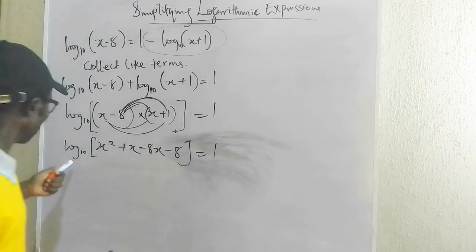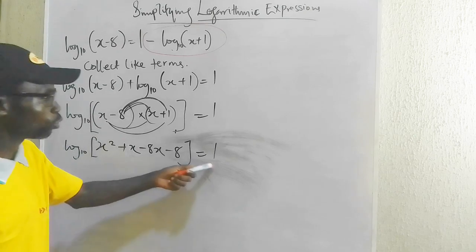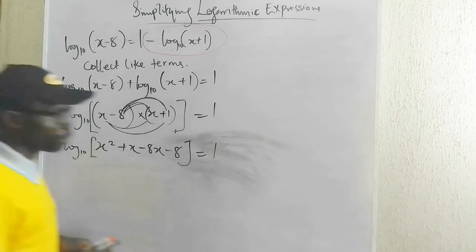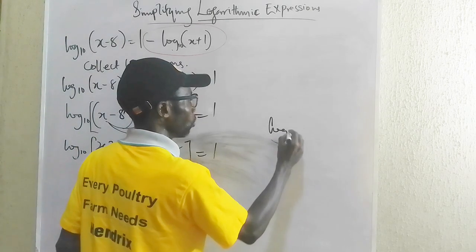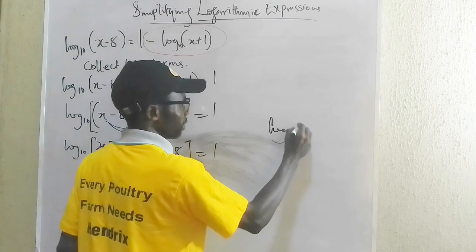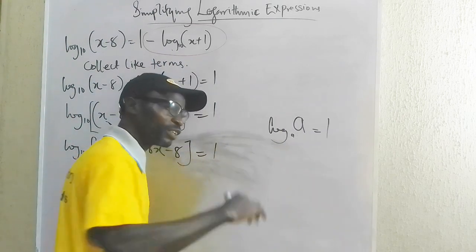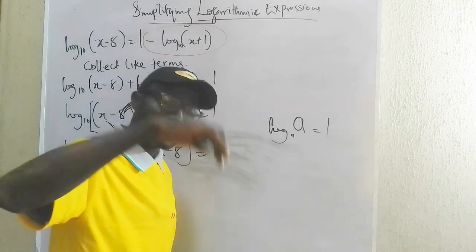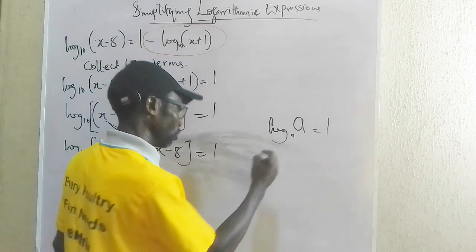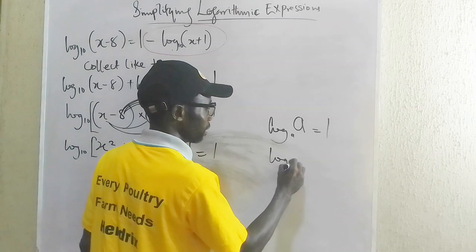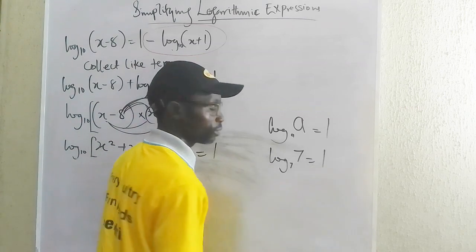Because this one is already on log 10, we make this one look like this. Remember, log in base a of a is actually 1. That is, the log of a number to the same base is equal to 1. Log of 7 in base 7 is 1.